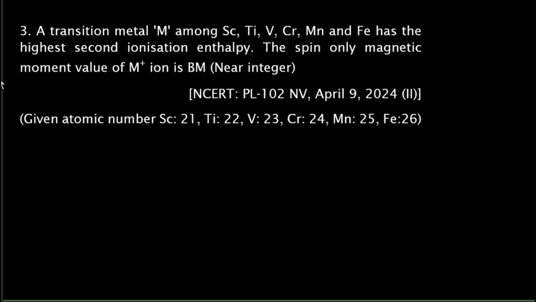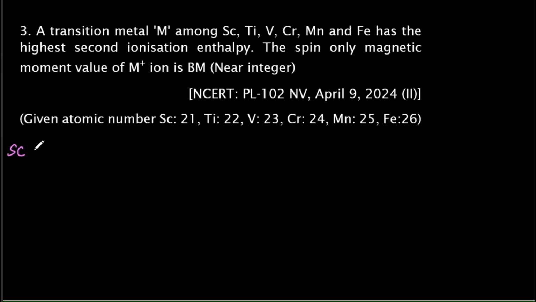Go to the next question. A transition metal M among scandium, titanium, vanadium, chromium, manganese and iron has the highest second ionization enthalpy. For this you have to know the electronic configuration of the given elements. Then after the removal of one electron, what is the change in electronic configuration? You have to compare that. So let us see that.